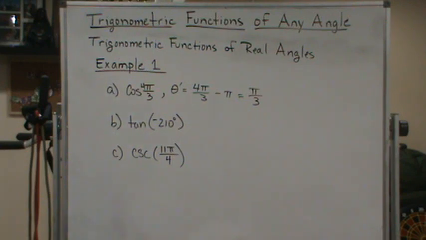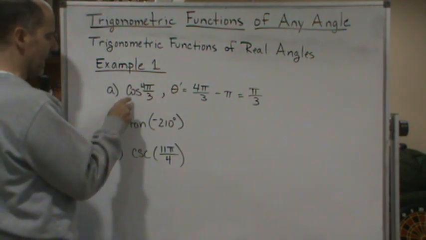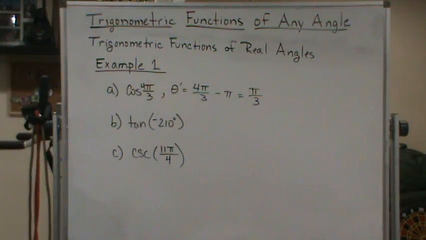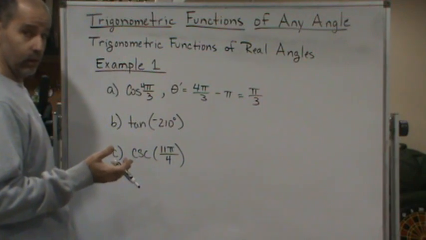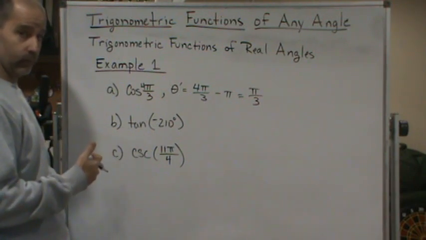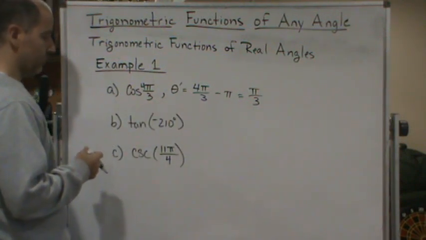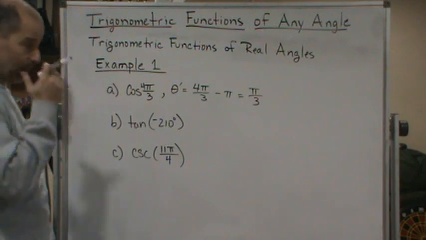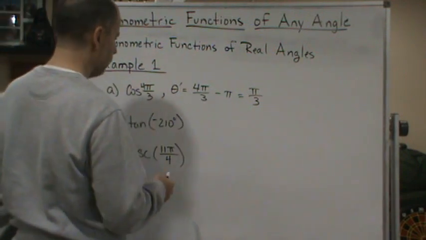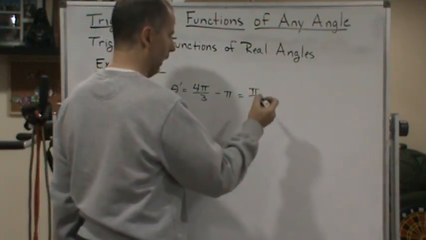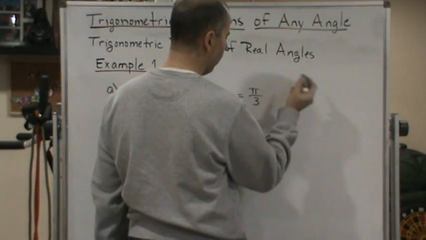Okay, but it's in the third quadrant, right? So what sign does cosine have in the third quadrant? Okay, it's going to be negative. Because remember, cosine is x over r. Okay, x is negative in the third quadrant, so we know it's going to have a negative sign. R is always positive. So the reference angle will tell us the value. Okay, so let's go through it.